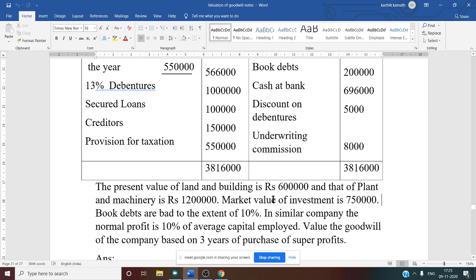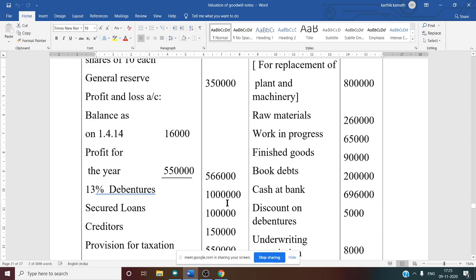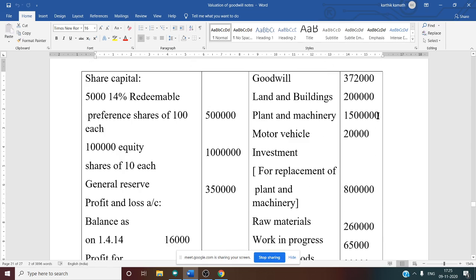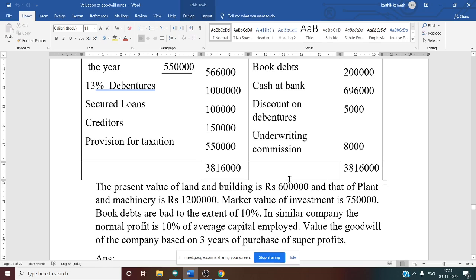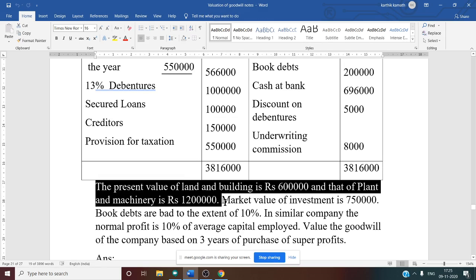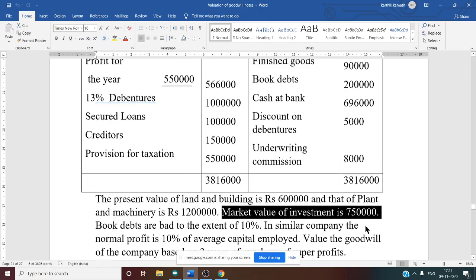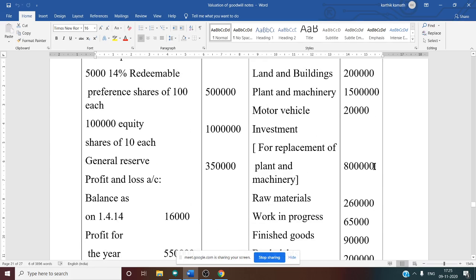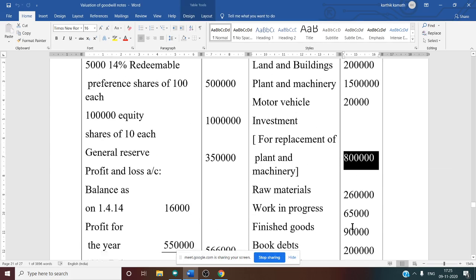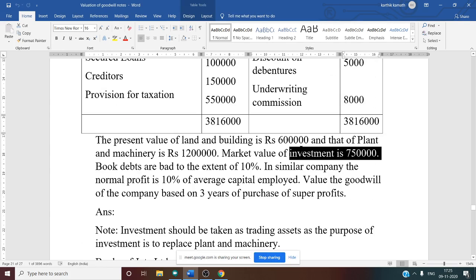Then similarly plant and machinery, they have said 12 lakh. If you see the plant and machinery in the problem, 15 lakh. So there is a depreciation in plant. So we should take market value or agreed value, that is whatever given in the adjustment we should take. Market value of investment they say, that is 7,50,000. What is the original value? Original value is 8 lakh. Now investment value is 7,50,000. This was information we should consider.